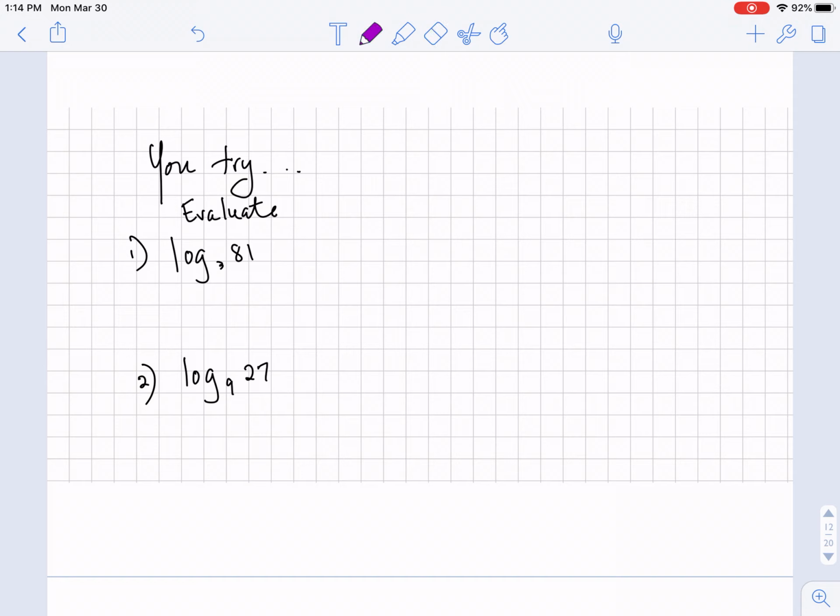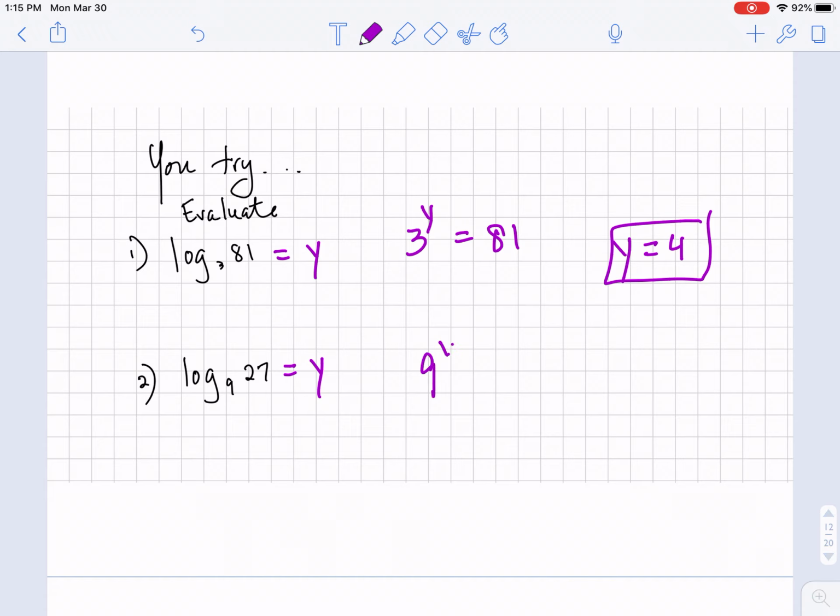Okay, we're back. What I want to do first is write these with y's. You can pause it again if you didn't do that. Really what we're going to do is go 3 to the y equals 81. So what's your answer to that? 3 to the what power gives you 81? Well, 3 to the third is 27. It's actually 3 to the fourth that gives you 81. All right, next one. As an exponential equation, it would be 9 to the y equals 27.